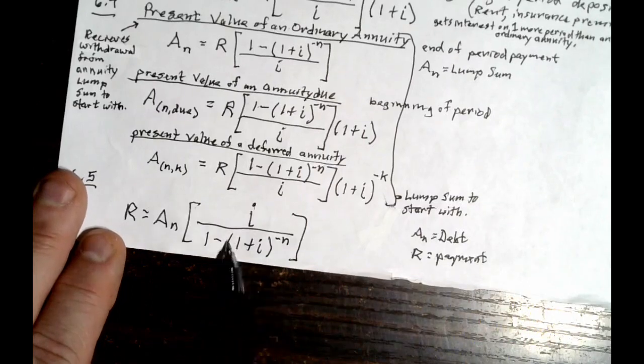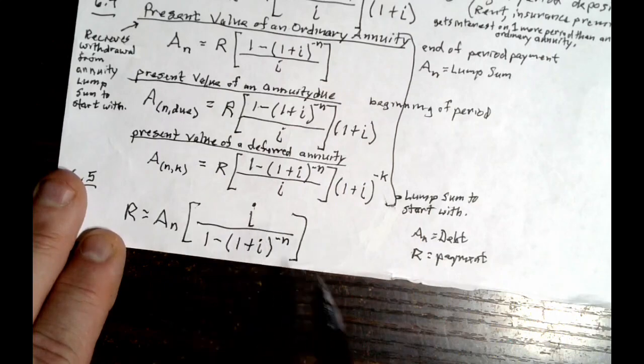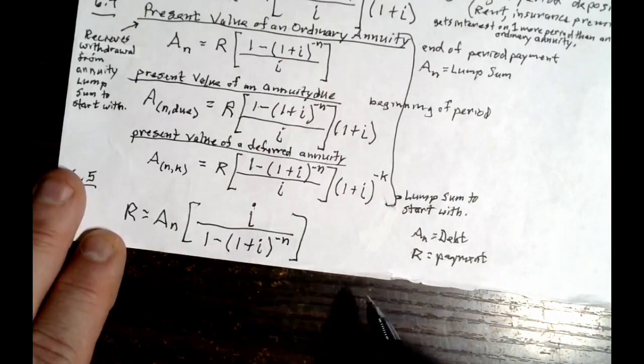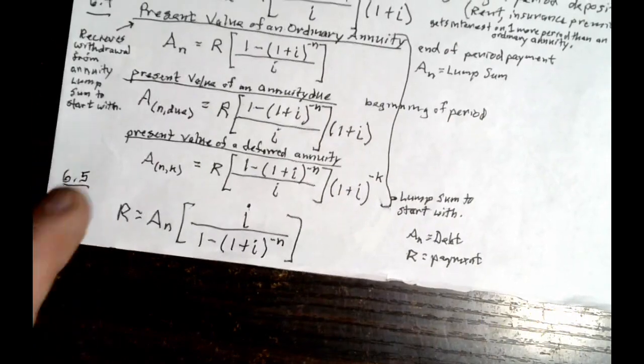But you got to be careful here. It's so easy to type in this guy, figure it out, and then subtract 1, and then divide by I. That's the exact wrong thing. That's the opposite of what you want to do. Alright, so for 6.5 you want to be very careful here.